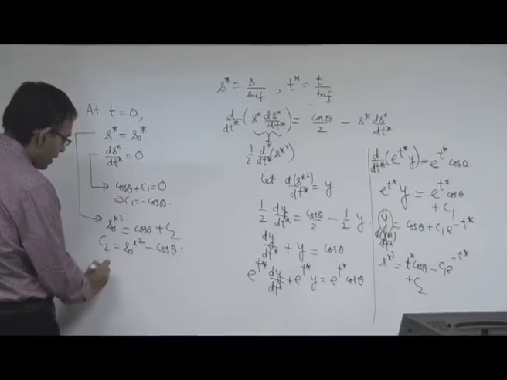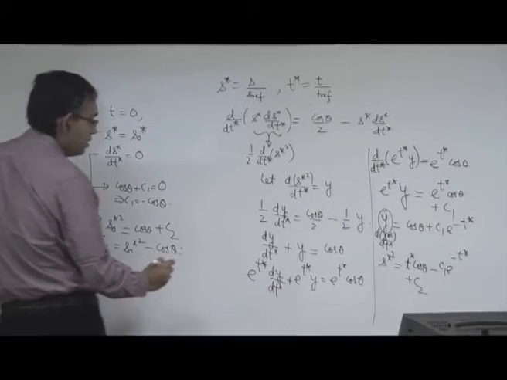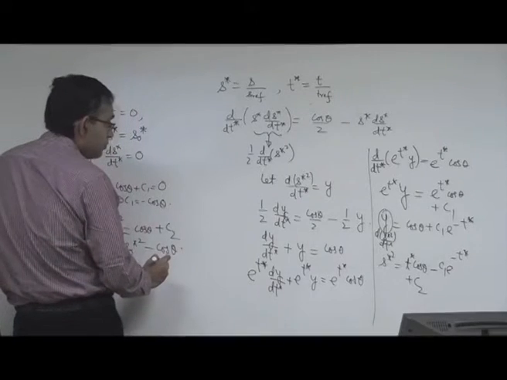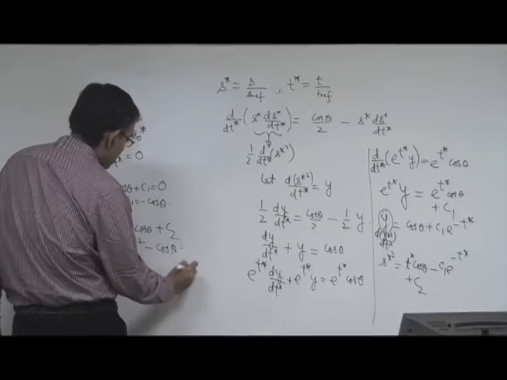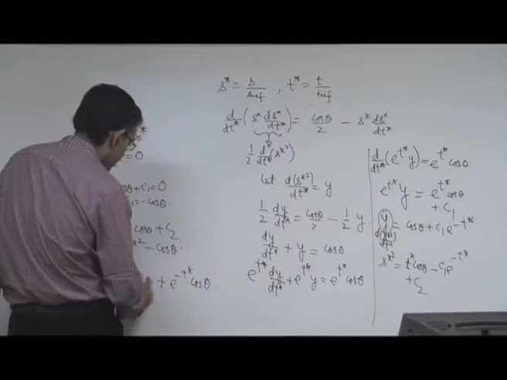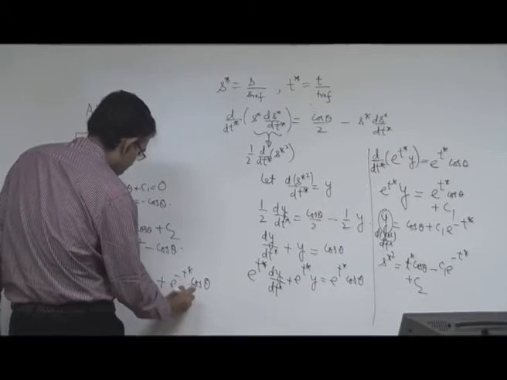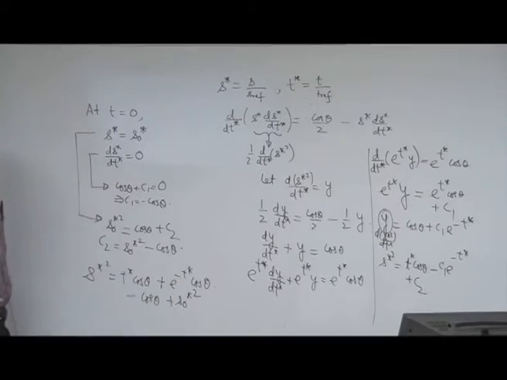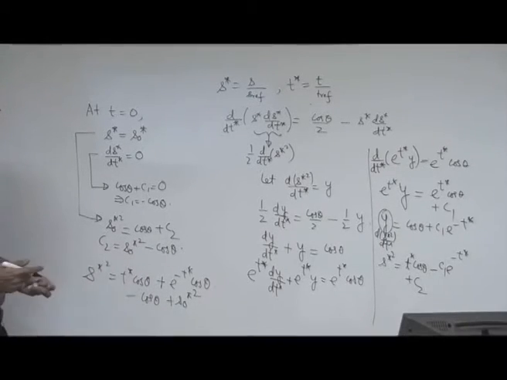So, S star square is equal to T star cos theta plus e to the power minus T star cos theta minus cos theta plus S0 star square. Okay. So, you can of course rearrange it and write it nicely, I am not going to that step.